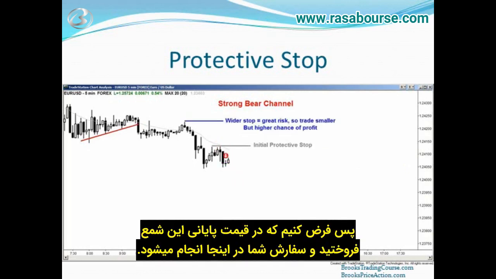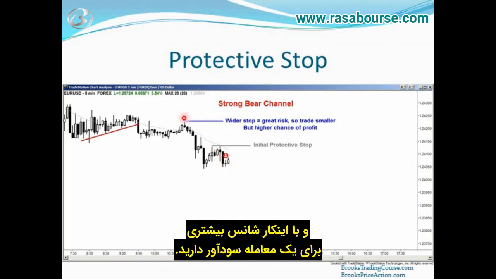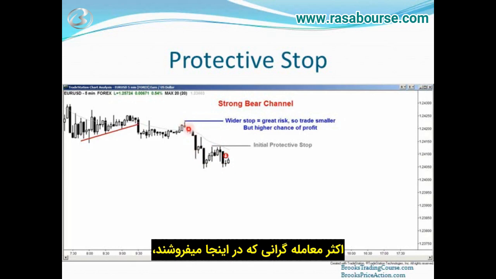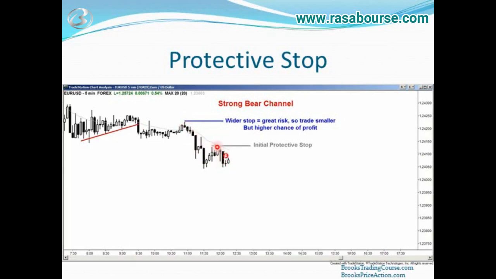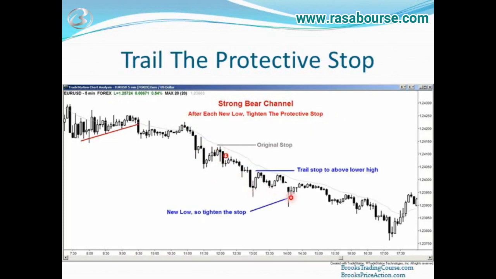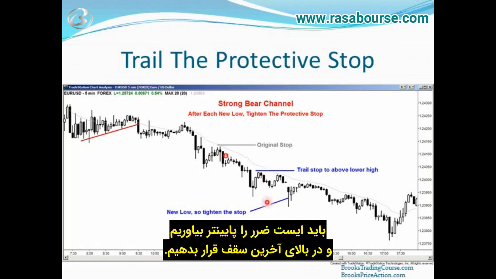So you short, let's say you short that close, so you get filled right here. You could put your stop way up here. That would increase the chances that you'll have a profitable trade, but because you're risking more, you'd have to trade much smaller. Most traders would just short here and either put their stop here or here. Okay, the market breaks below a prior low, then move your stop down to above the most recent lower high. Every time the market goes to a new low, you lower your stop to the most recent lower high.